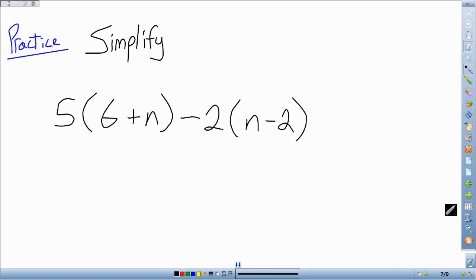Alrighty, moving along. Cool. I'm going to have you guys go ahead and try one of these out. Distribute, combine like terms, and then we'll look it over together. Give it a try.